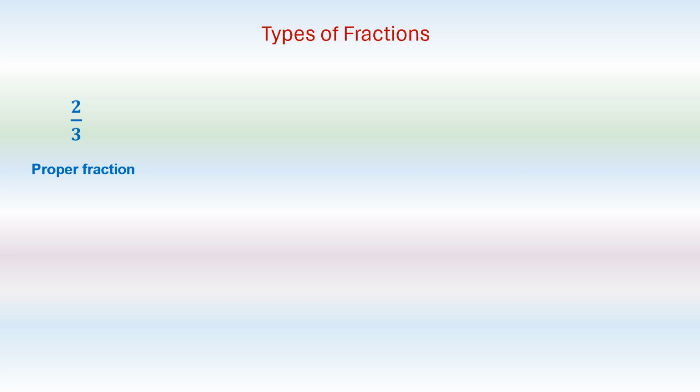So a proper fraction is when the top number, which is the numerator, is smaller than the bottom number, which is the denominator. Next, we have mixed fractions. So mixed fractions is where we have a whole number. So in this case, it's 4. And then we have a proper fraction, which is the 3/7.